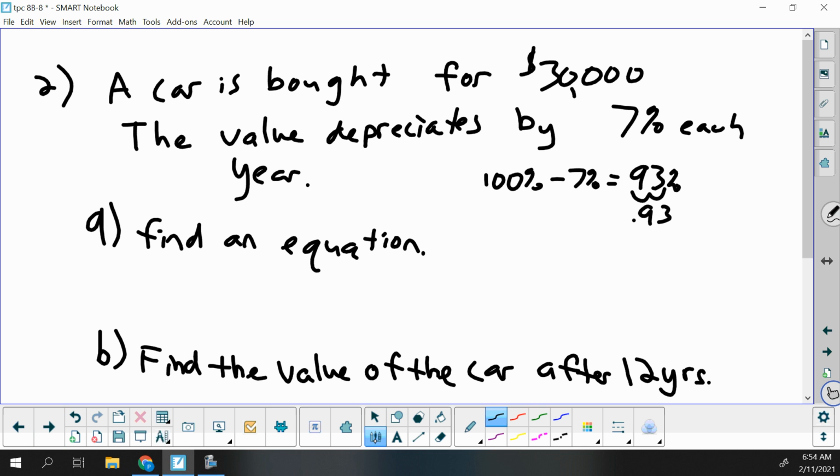So for our equation, we're going to have y equals, we started out with 30,000 times 0.93 raised to the x. Now for x, they did not give us a starting year, a calendar year, so we'll say just that x is years, and y is our value.